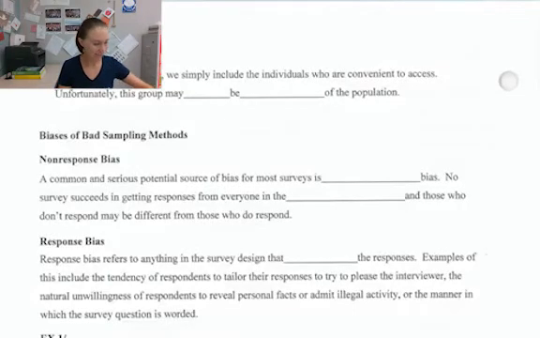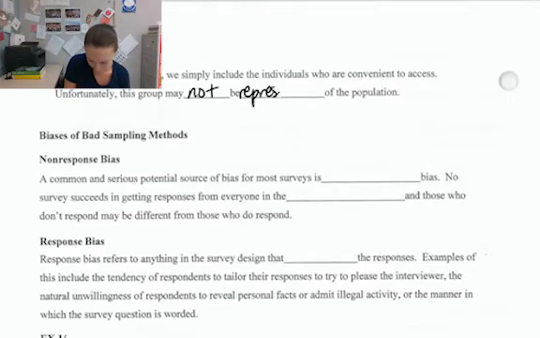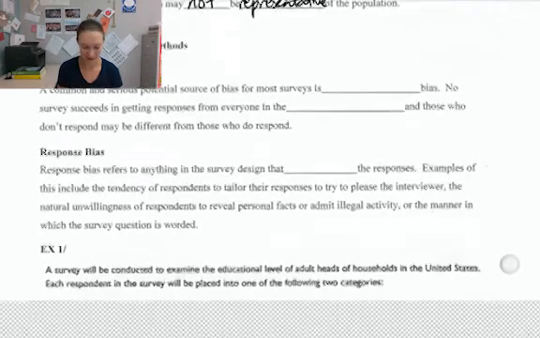All right, the next piece is convenience sampling. We see this one a lot too. In convenience sampling, we simply include the individuals who are convenient to access. Unfortunately, this group may not be representative of the population. So you see this a lot with people who are maybe standing in front of a grocery store and they're like, hey, would you mind if I ask you a question? And they're surveying you. That's convenience sampling. They're just standing in one spot and asking people who walk by. It's also not okay. It's a bad way of sampling.